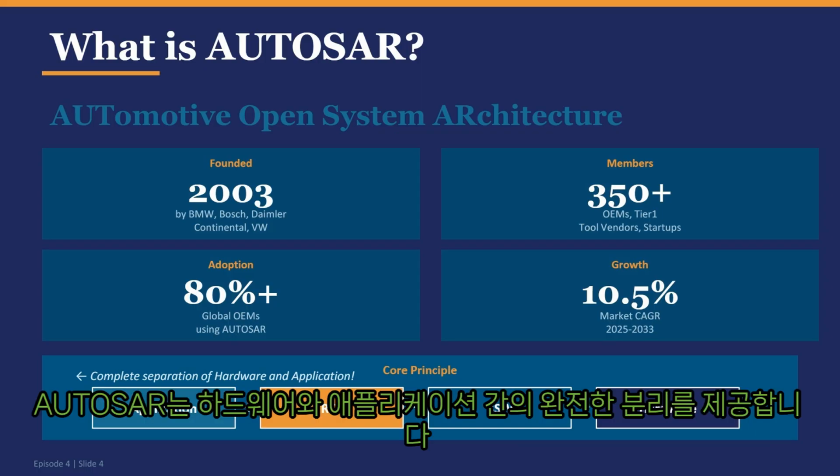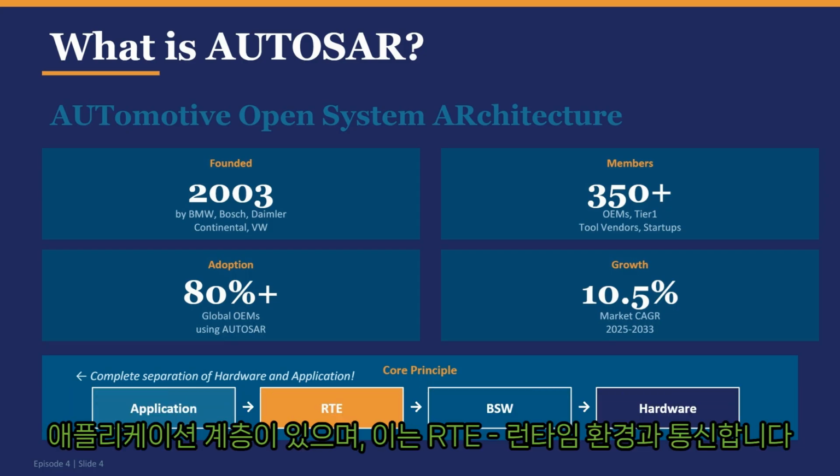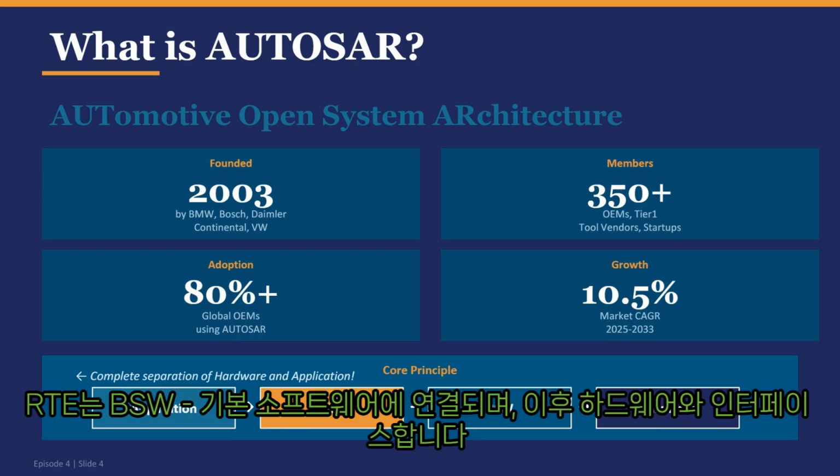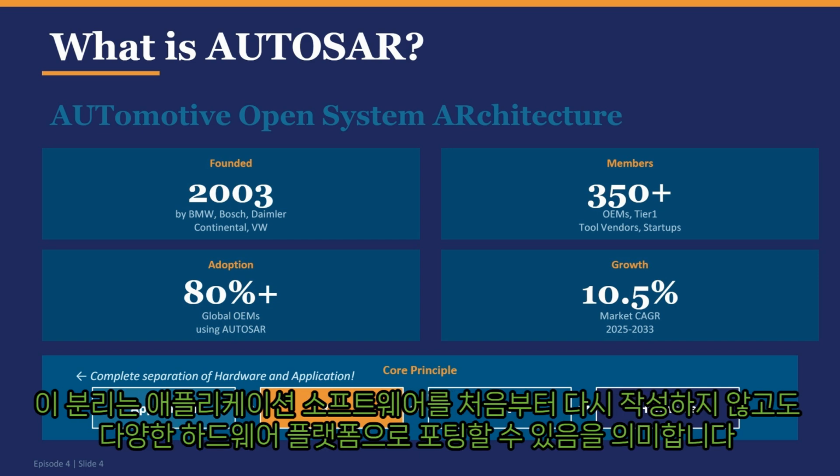But here's the core principle that makes AUTOSAR so powerful. AUTOSAR provides complete separation between hardware and application. You have the application layer, which talks to the RTE, the runtime environment. The RTE connects to the BSW, basic software, which then interfaces with the hardware. This separation means you can port your application software to different hardware platforms without rewriting everything from scratch.